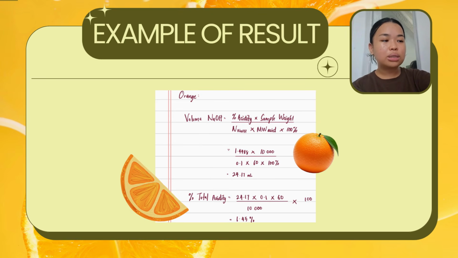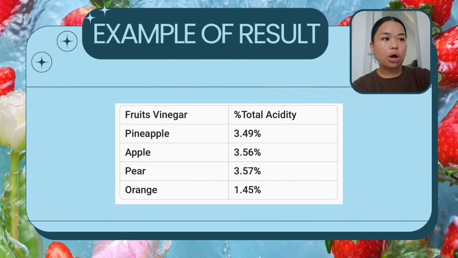So the average percent acidity of orange, 1.4488 times 10,000 divided by 0.1 times 60 times 100, and we will get 24.17 ml volume of sodium hydroxide. And the total percentage of acidity is 24.17 times 0.1 times 60 divided by 10,000 and times 100, and we will get 1.5%. This is the comparison of fruit vinegars and their percent total acidity.